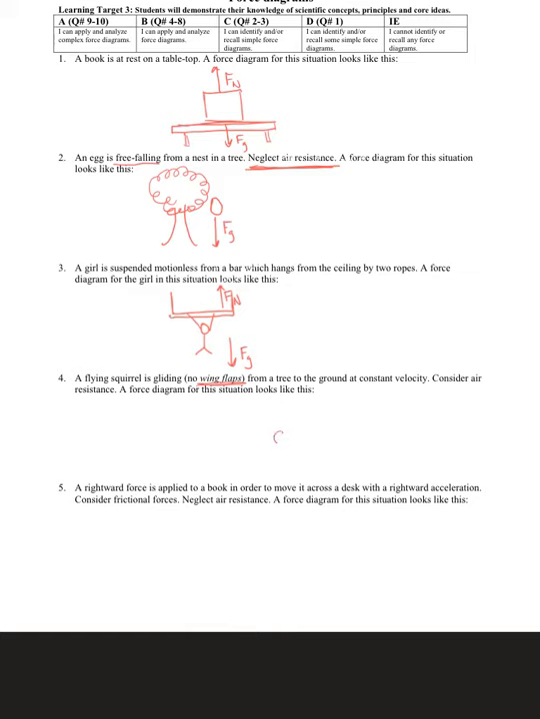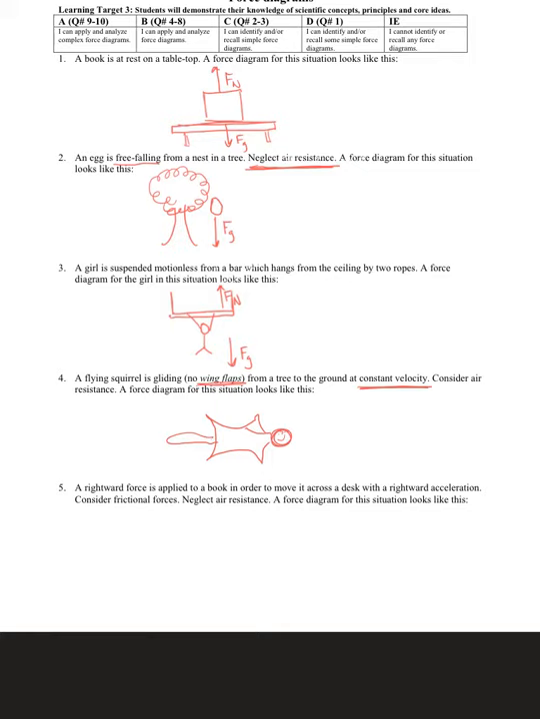So we have a squirrel, and I don't really know how to draw a flying squirrel. Look at that, like that. Now, here we go. Yeah, we got a little tail here. Sure, that's our flying squirrel, and he's happy to be flying. Good squirrel. And he's flying from tree to tree at a constant velocity. Okay, constant velocity. Consider air resistance. A force diagram for this situation looks like this.